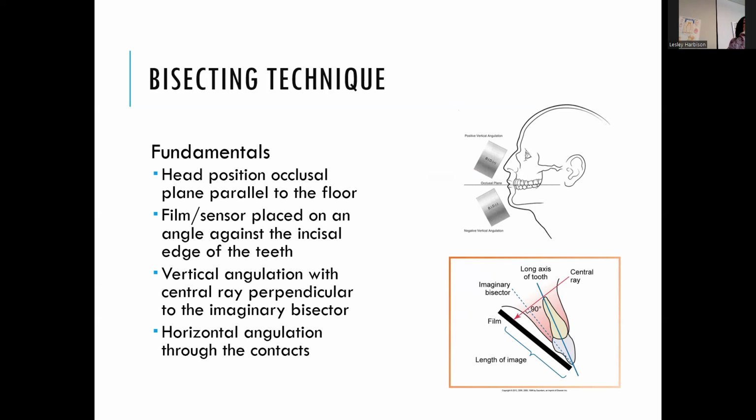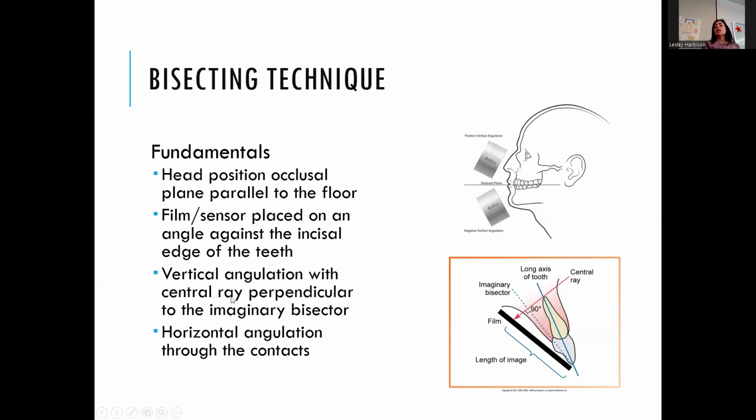So the bottom part of the sensor, where the patient bites, is going to come down to the incisal edge. And then as the sensor goes up into the palate or down into the floor of the mouth, it's going to go away from the tooth. So they bite down with their incisal edge close to the edge of the sensor. Let's say you're using your XCP, if you have them bite away from the sensor, you're essentially doing the paralleling technique. So you want their incisal edge to be close to the sensor. So the film sensor is placed on an angle against the incisal edge of the teeth.